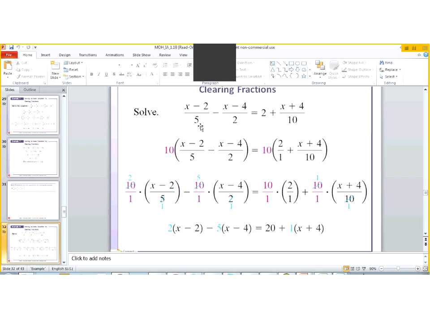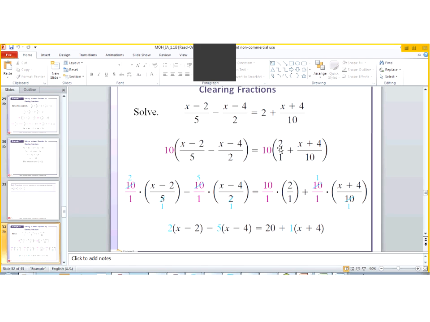Now here we have 5, 2, and 10. To eliminate those, we need to multiply each term by the LCD. As you see, the LCD is 10. If I multiply each term by the LCD, 10 over 5, you see how that becomes 2 here. And then here 10 over 2, that eliminates it. 10 over 2 becomes 5, negative 5 here.